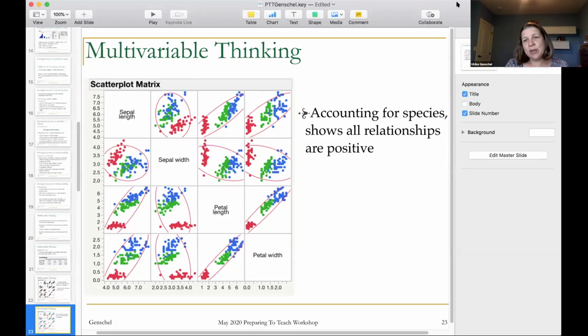So accounting for categorical variables in your data often has information that goes to the detail of the exact relationships, which you don't cover when you just ignore the type of information when you have different groupings of observations in your data.